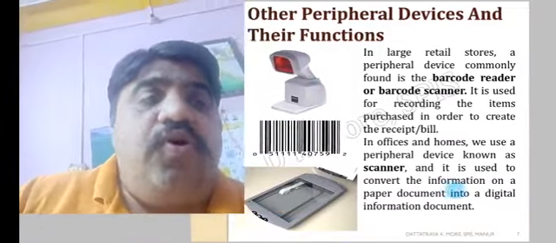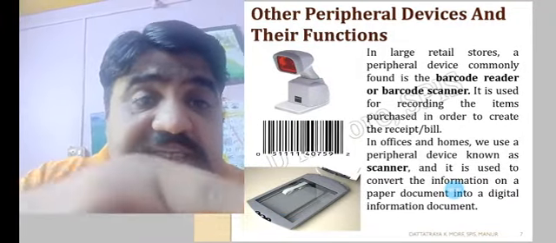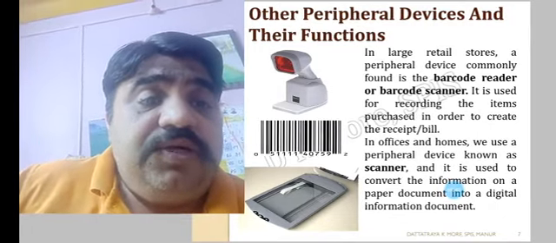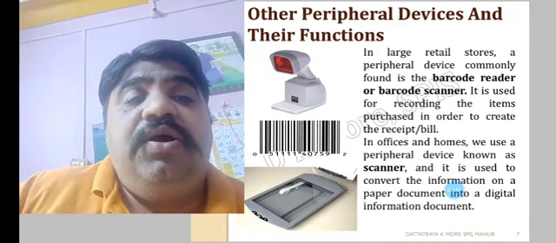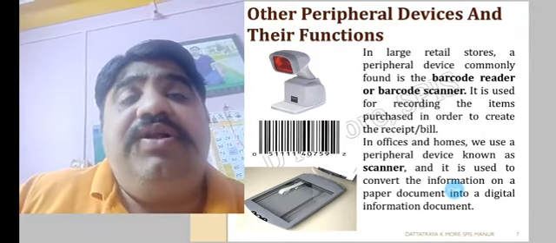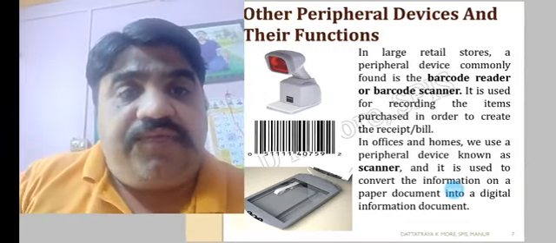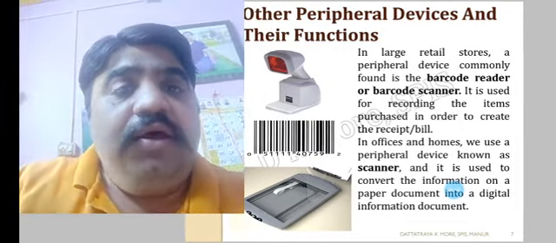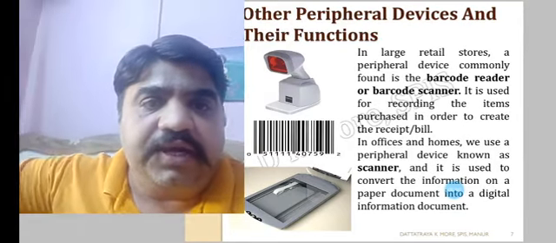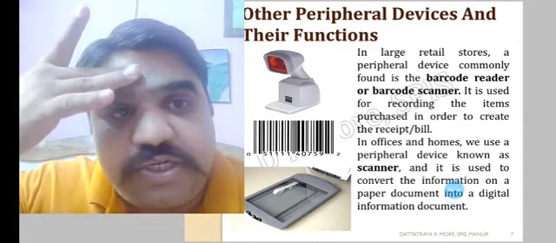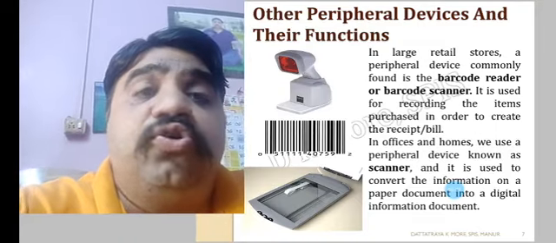In offices and homes, we use the peripheral device which is known as a scanner. The picture is there below this barcode. You can see it is a scanner and it is used to convert the information on a paper document into a digital document. After that conversion into digital form, you can carry it in a pen drive, CD, DVD, external hard disks, any media, and you can even mail it. That is the benefit of converting a physical document into digital.